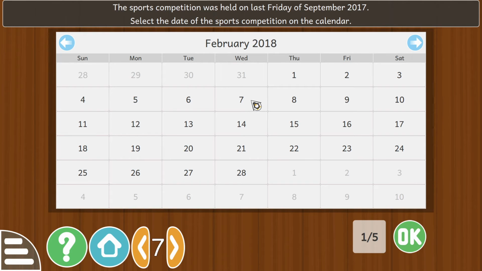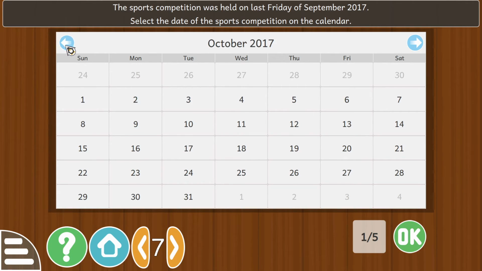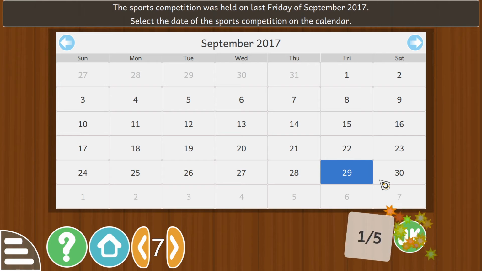So the sports competition was held the last Friday of September 2017. Select the date of the competition on the calendar. So straight away, first thing to do, go to September. Last Friday of September, the 29th.